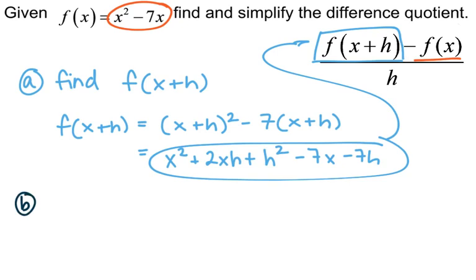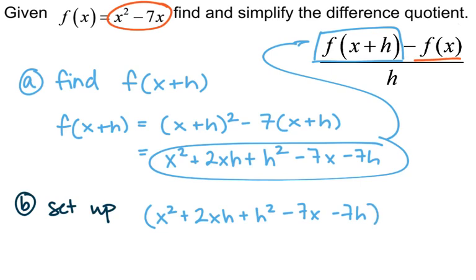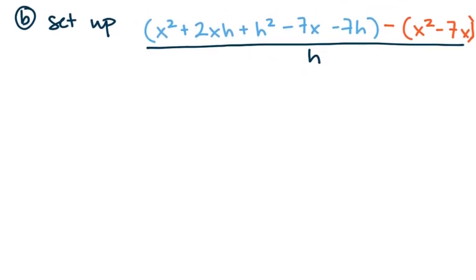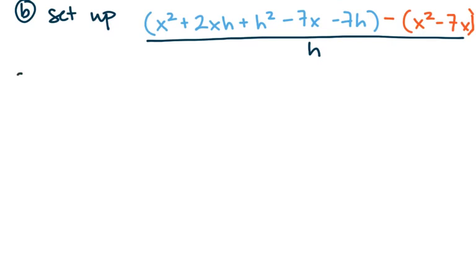My second step is to set up my difference quotient. So setting that up, f of x plus h, we have x squared plus 2xh plus h squared minus 7x minus 7h. And then we have minus our original function, x squared minus 7x. And remember, all of this is always going to be divided by h. Once we have it set up, our last and final step is to simplify.